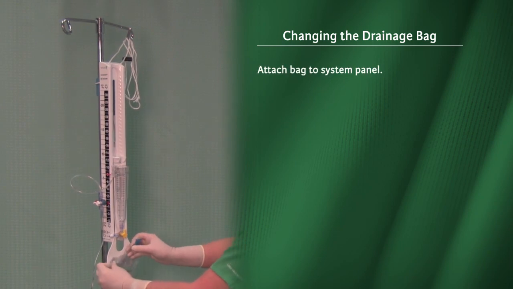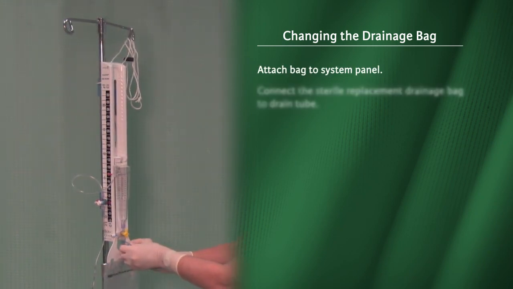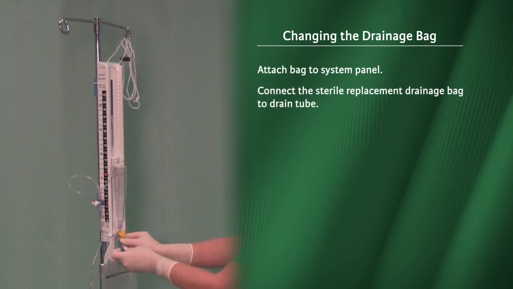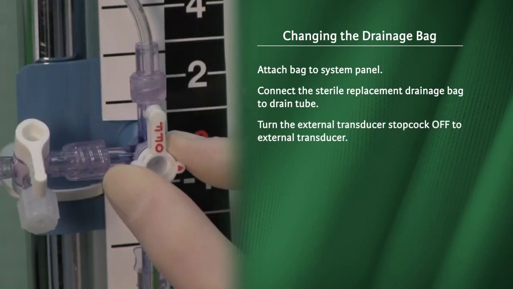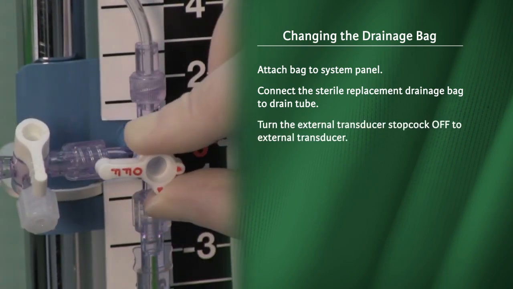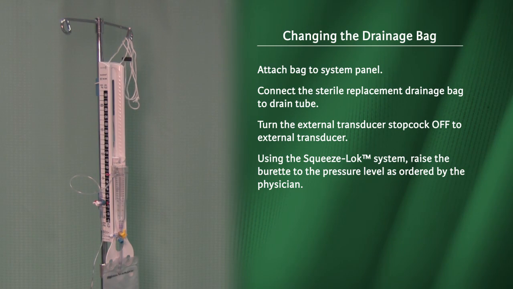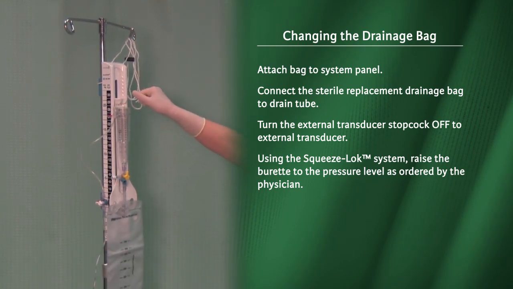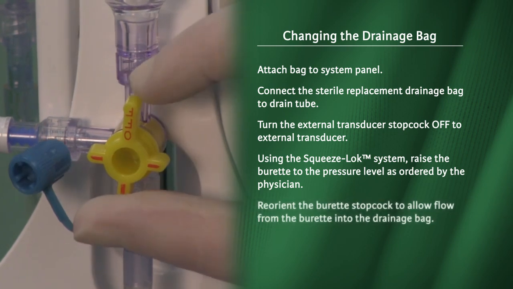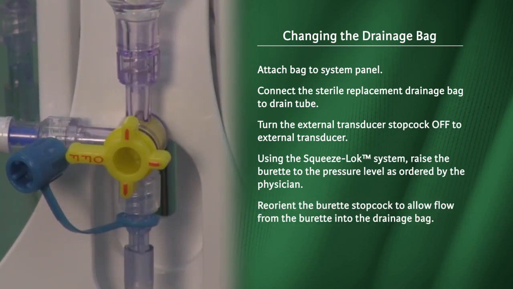Attach bag to system panel. Connect the sterile replacement drainage bag to drain tube. Turn the external transducer stopcock off to external transducer. Using the squeeze lock system, raise the burette to the pressure level as ordered by the physician. Reorient the burette stopcocks to allow flow from the burette into the drainage bag. Verify flow into the drainage bag.